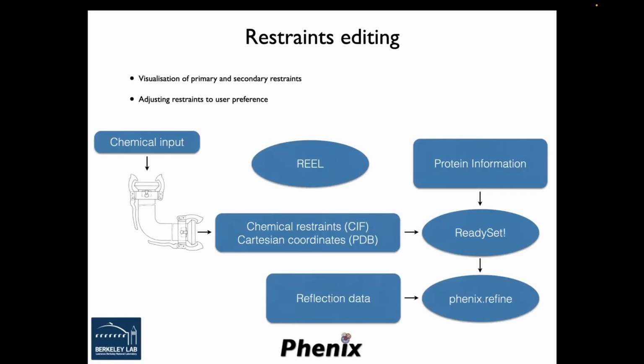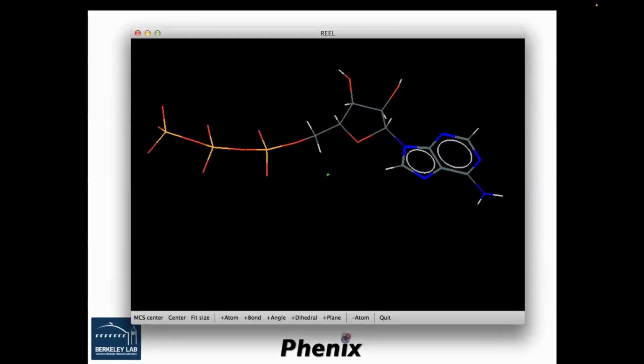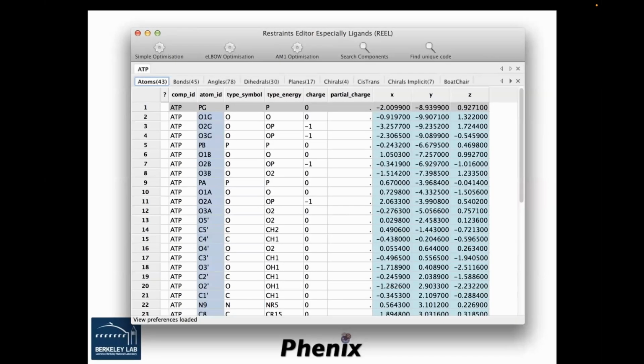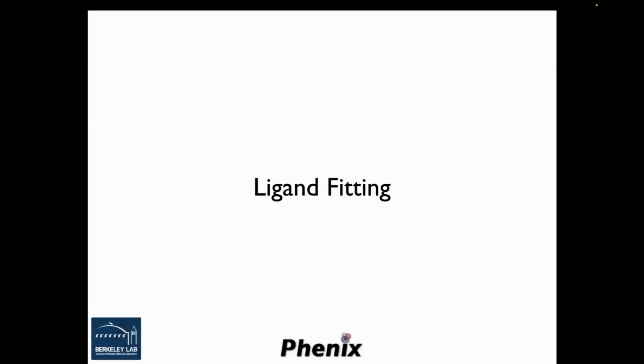And then if you are using ReadySet or not, and you want to edit the restraints, Reel is a graphical user interface that comes with Phenix, and you can use it to generate geometry if you just load the model, and you can click here and there and do things like look at your model, look at your ligand and look at the restraints. And if you want to change a value, you can do that. For instance, this is just a bond restraint between these two atoms. And if you want to change it from 1.51, you can change it to something else.